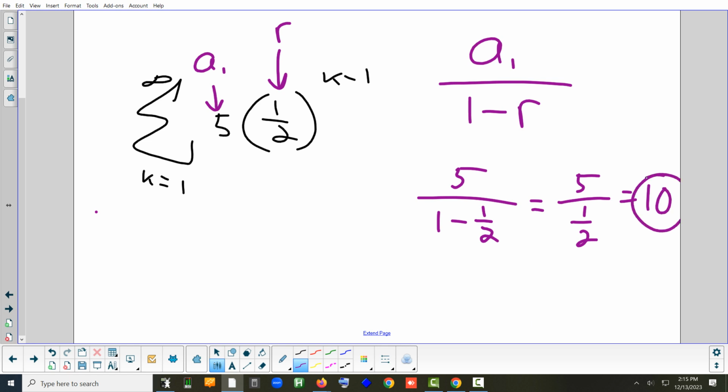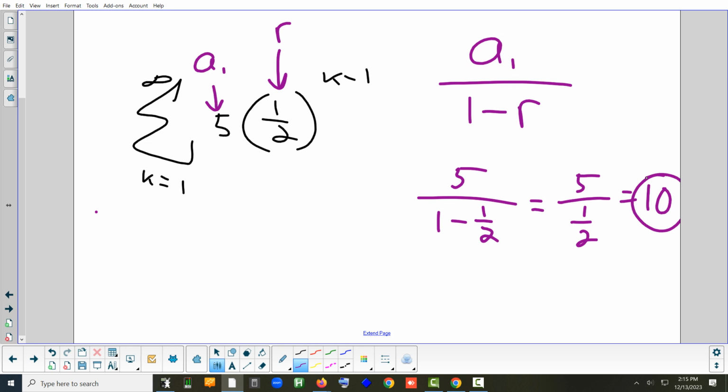So, what is the 10? What does that mean? That's what it's getting closer to. Exactly. This is what it's adding up to. That's what it's converging to. So this sum is converging to the number 10. Does it ever reach the number 10? No, but it gets infinitely close to it.